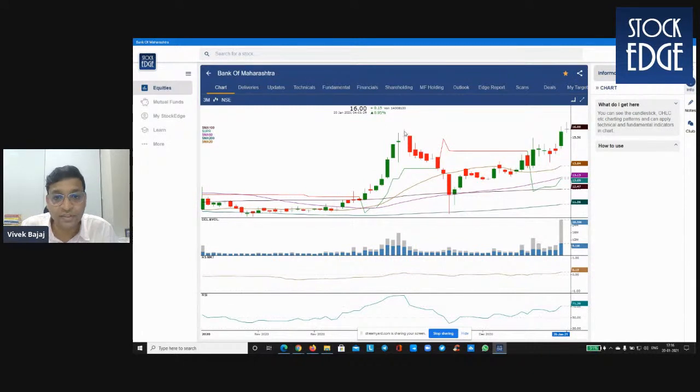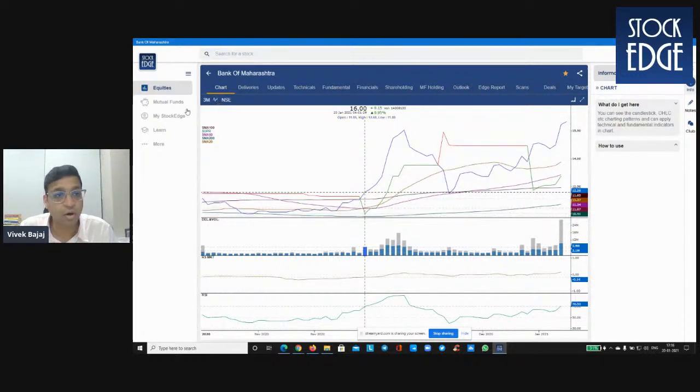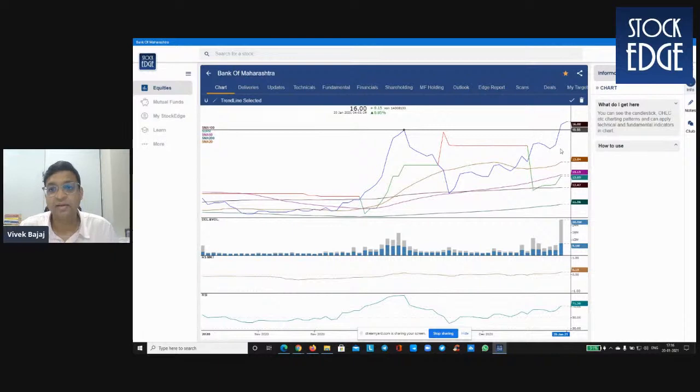So if you see the previous high, let me just convert this into a line chart. Okay, and now let me draw that line here. Yes, 15.55. So till Bank of Maharashtra is above 15.55, because volume is high, RS is above zero, and the supertrend and moving averages are showing indication, this is a stock which should be bought at every fall.